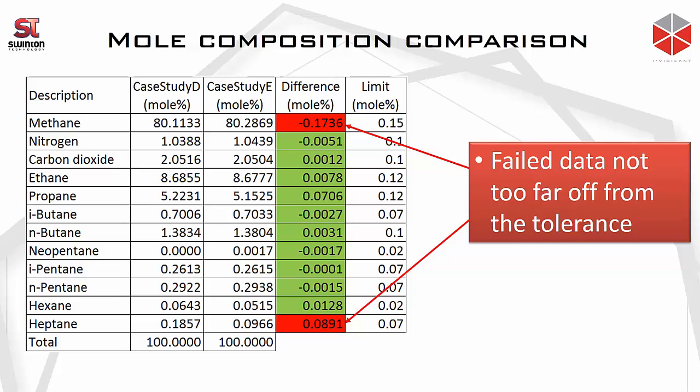If you can see this result here, the two GCs are actually not giving too much of a difference in the result. We got a failed result on methane and on heptane, but if you see the difference in the mole percent, it is only out of tolerance by a tiny little amount. So it's pretty much almost on the border of its tolerance on methane and heptane.